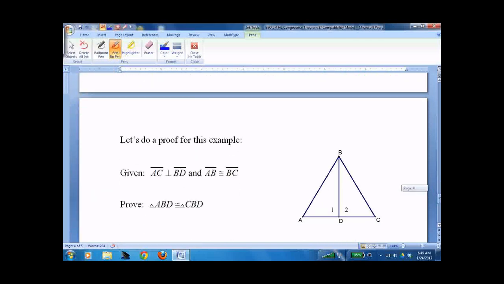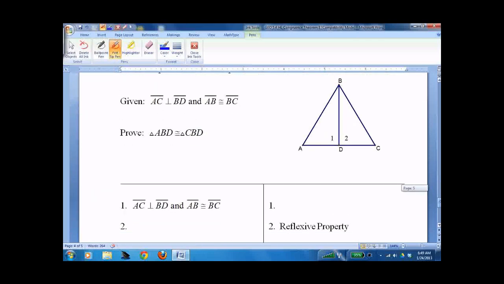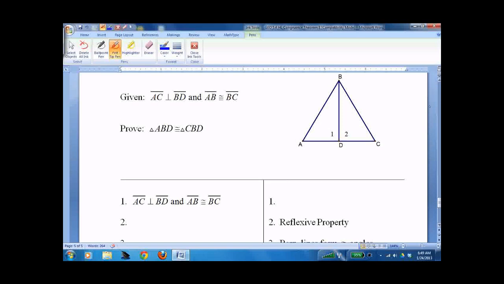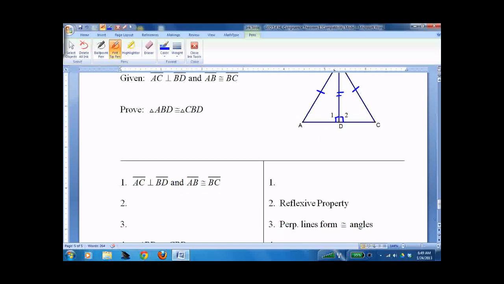So let's put it in a proof. You might want to pause the recording and try it on your own. You're given that they're perpendicular, AC and BD, so I'm going to draw in my right angles. You're told that AB is congruent to BC. And if we look at it, we know this is due to reflexive. Now we just need to write it all down on the proof.